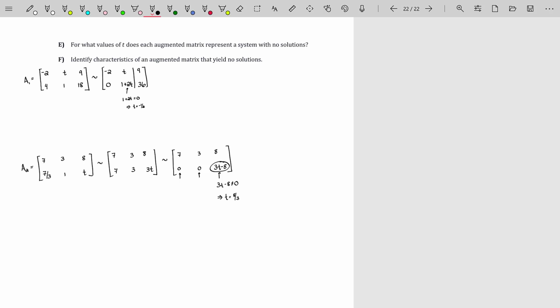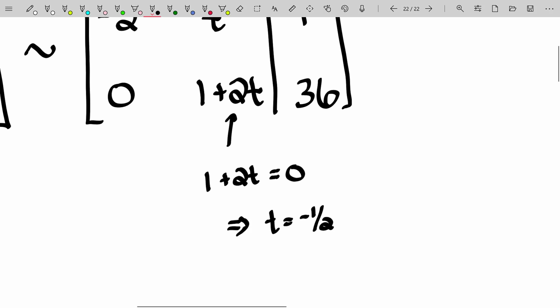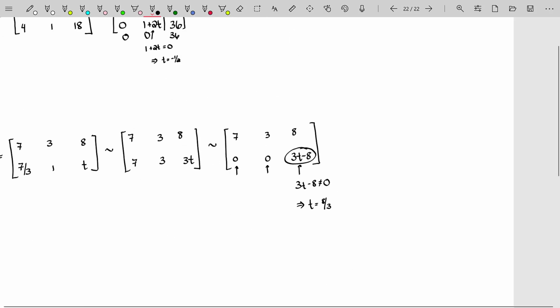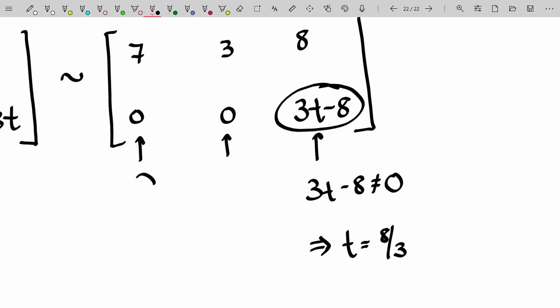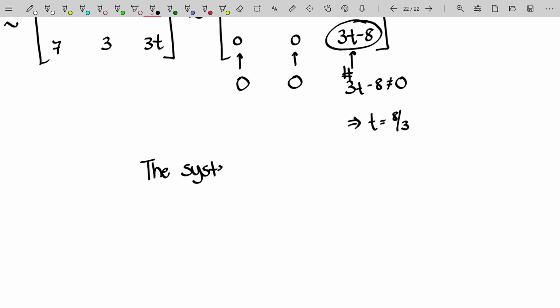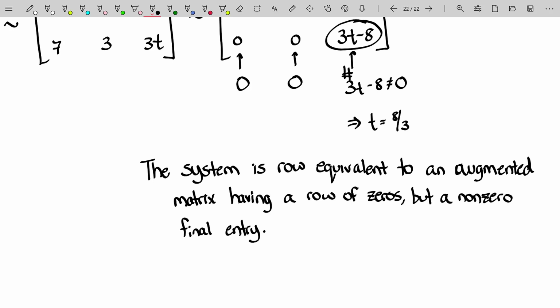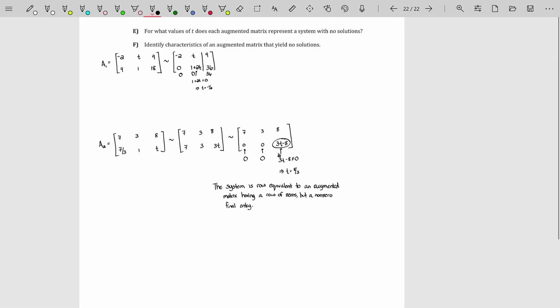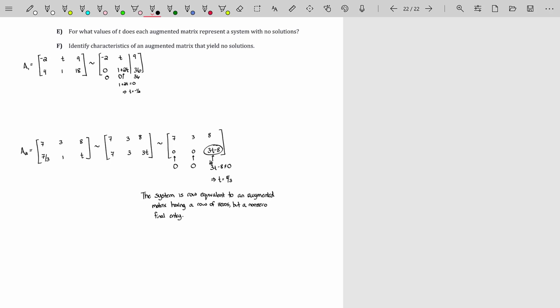What are the characteristics that create an inconsistent system? Pretty easy. It's that you have a row of zeros with a non-zero last entry. That is, again, a row of zeros with a non-zero final entry. Of all the conditions, this is the one that I think is the easiest to understand, because if you have a row of all zeros except for the final entry, you're basically saying, hey, 0 is equal to some non-zero number. That can't be true, and so therefore there's no solution to that system.